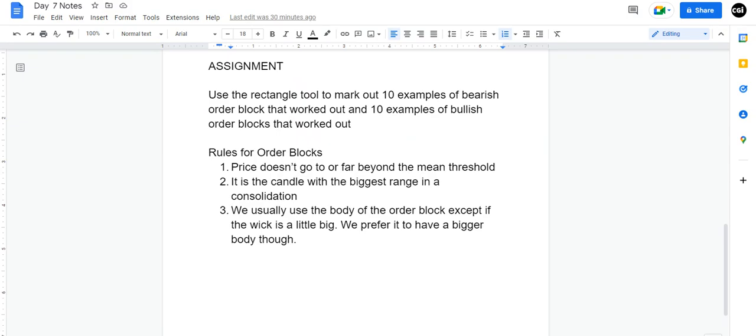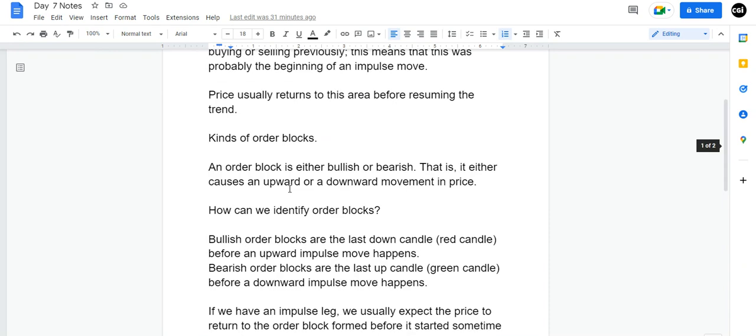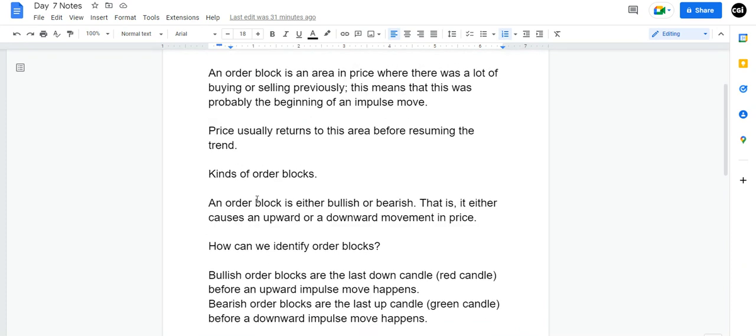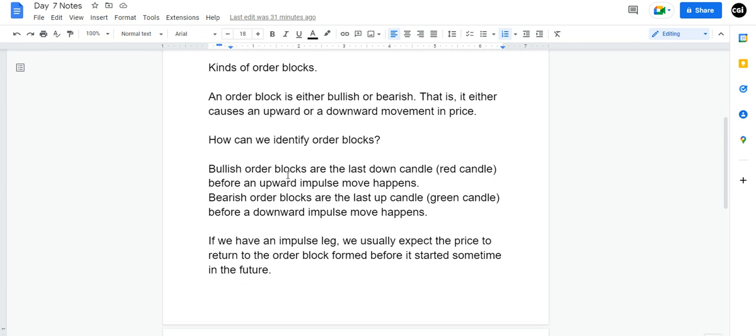All right, so we'll go back to what we said yesterday, just as a summary. An order block is an area in price where there was a lot of buying or selling. An order block is either bullish or bearish, so it either causes an upward or downward movement in price. Bullish order blocks are the last down candle, red candle, before an upward impulse move happens.